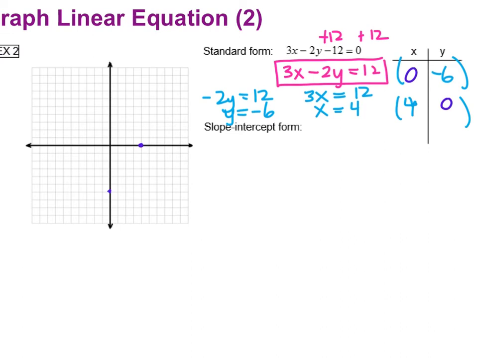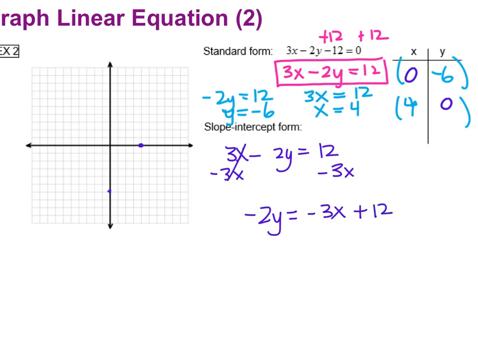So slope-intercept form, if you remember, all we have to do is take our equation, 3x minus 2y equals 12, and solve it for y. Always get that x term to the other side first, so we subtract 3x, carry down that negative 2y equals negative 3x plus 12, divide everything by that negative 2.